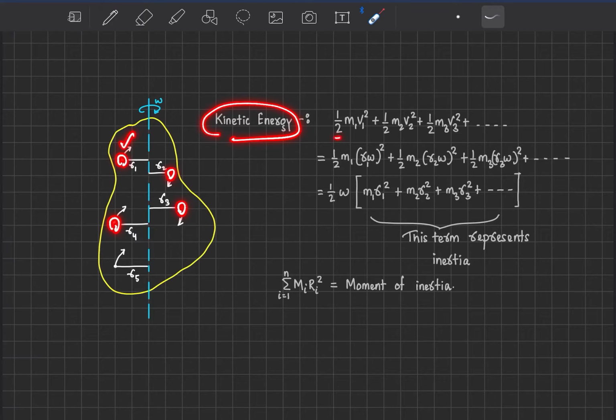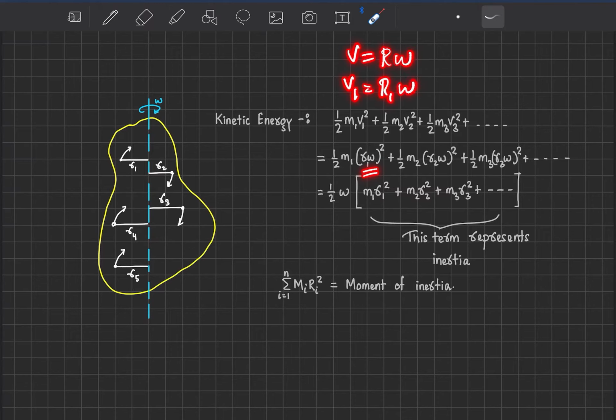So let's say first particle half m1 v1 square, second particle half m2 v2 square, third particle half m3 v3 square, and so on. It will continue till we complete all the particles. So this gives us half m1, but v1 we can write as r1 into omega, because our formula is v equals r omega. Omega is the same for everybody, so we do not need to write omega 1, omega 2. So here r1 omega, here instead of v2 we write r2 omega, here r3 omega, and so on, all squared.